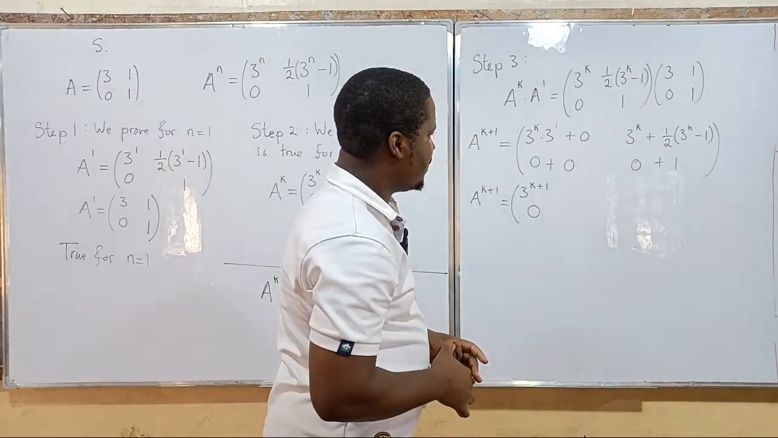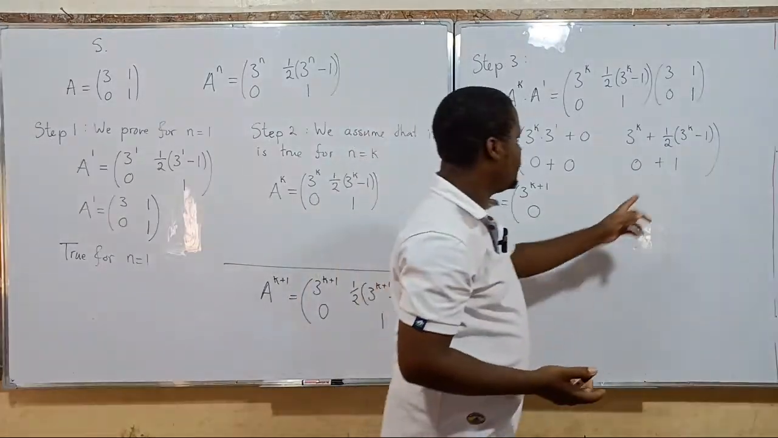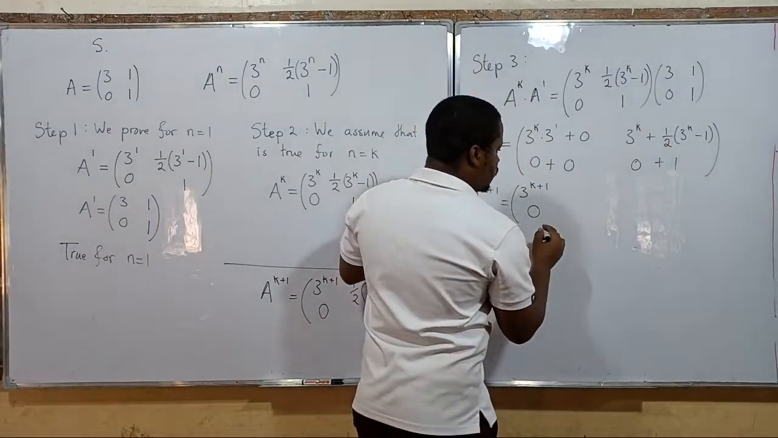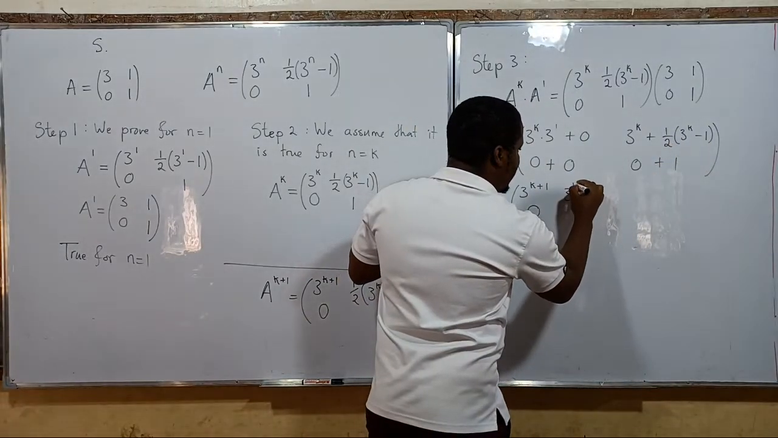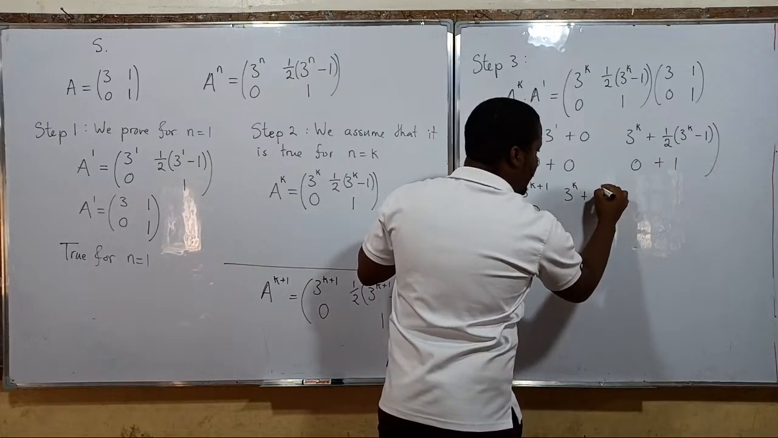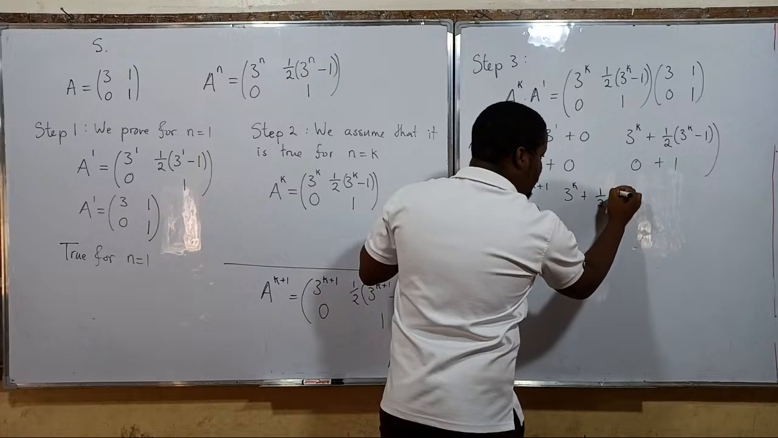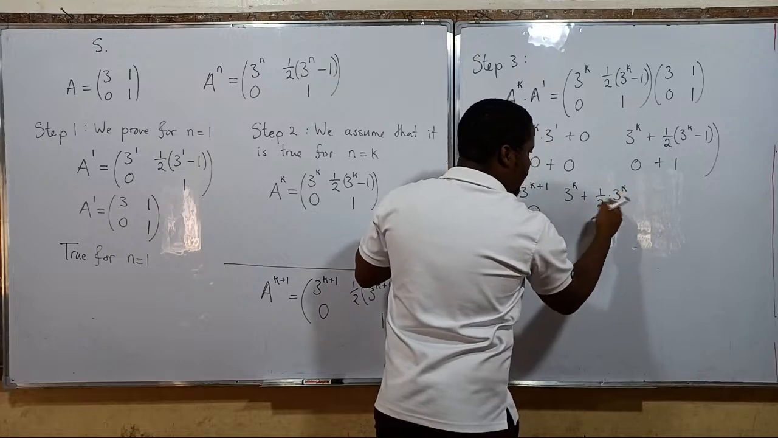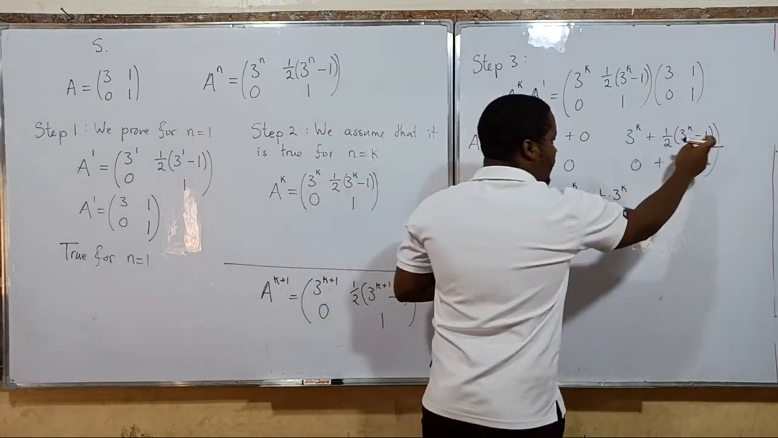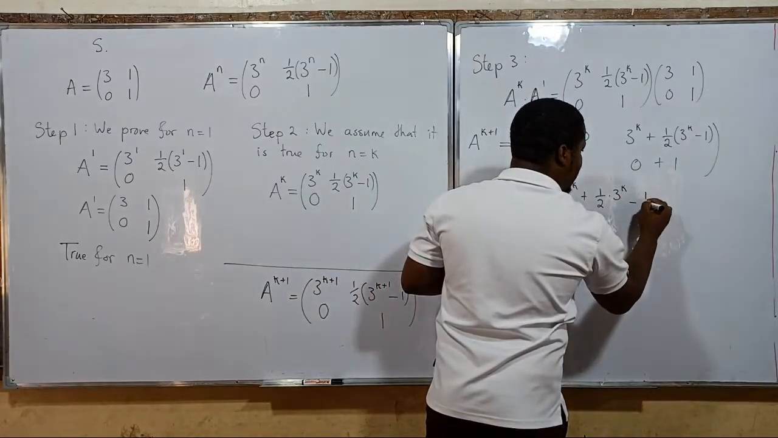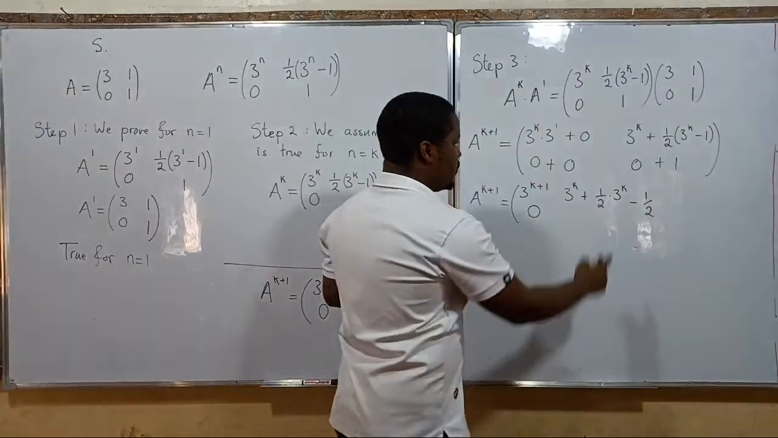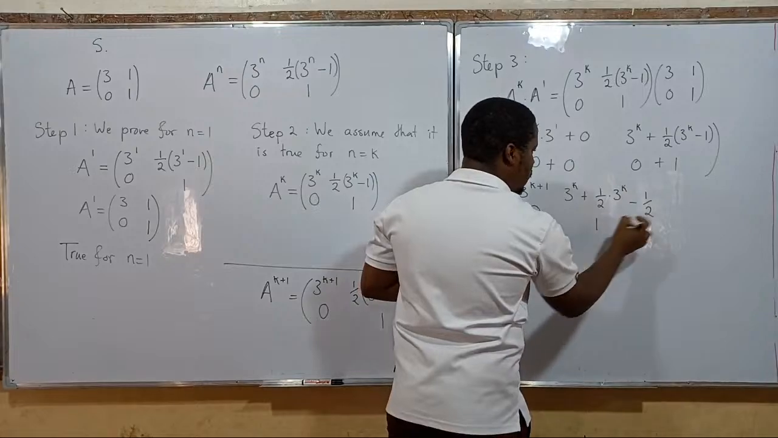So to deal with that part, this is what we can do. We can expand: this times this times that. Let's see what we get. We're going to get 3 to the k, half times 3 to the k. We're going to have half times 3 to the k. You can't multiply these two, because this one has a power and the other one doesn't. Half times 1 is just negative half. Like that. Then 0 plus 1 here is just 1.